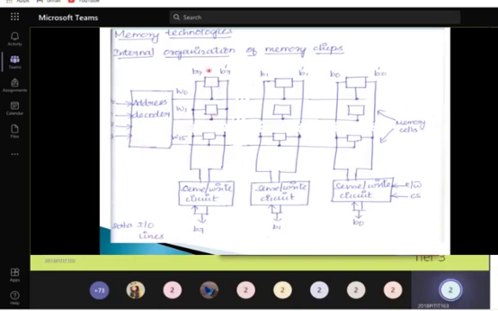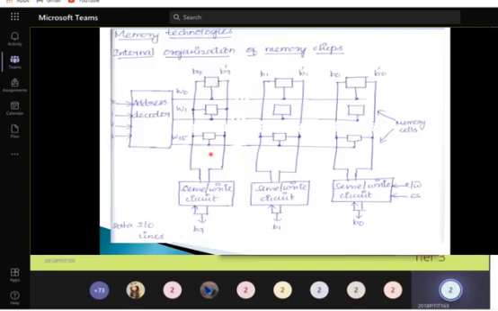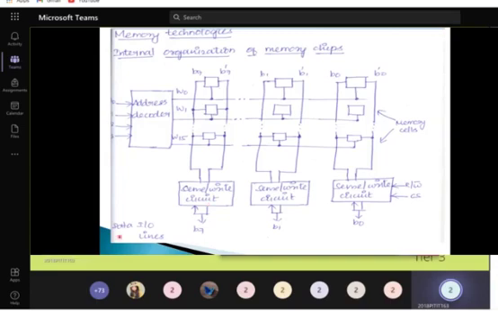So these memory cells, each cell storing one bit, are all connected to this word line, and this word line is connected to the address decoder. And the cells in each column will be connected to the sense or write circuit, using these 2 bit lines. Again, the sense or write circuit is connected to the data input output lines.